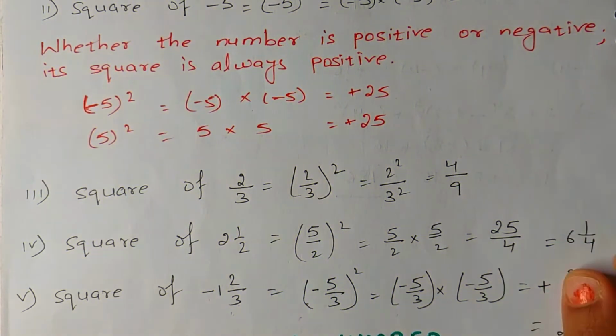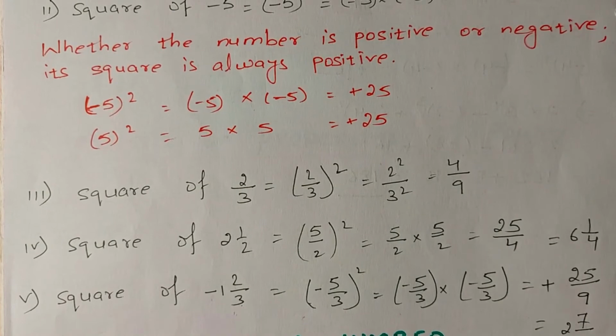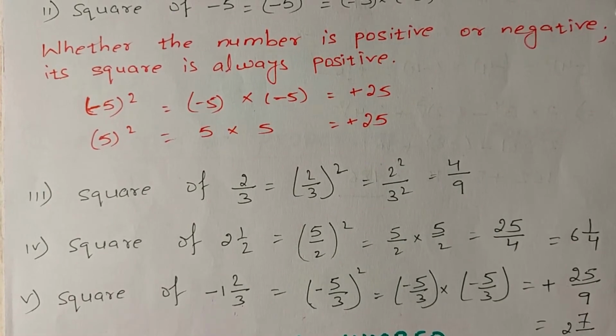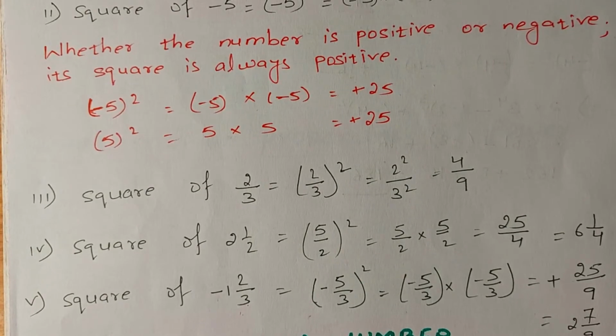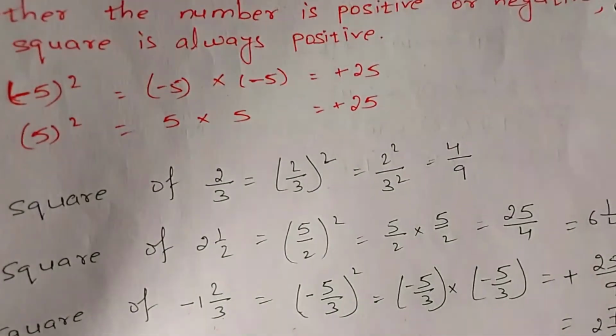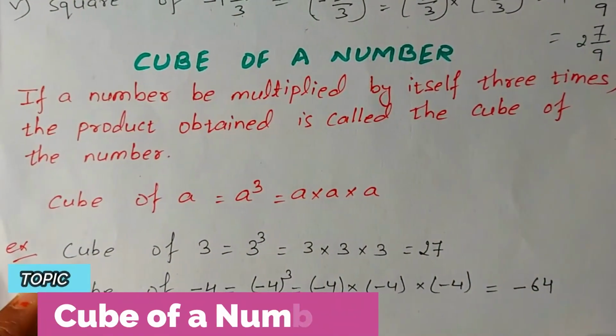Now we will go for the cube of a number. Here, friends, I have already written this and am now explaining. The reason is that if we do it like this, we can complete it in a short time, but if we write on the spot, it takes more time. That's why I already completed the writing and am explaining to you. Next we will go for the cube of a number.